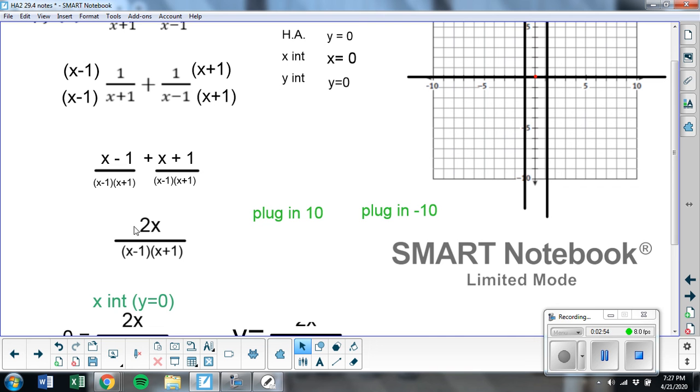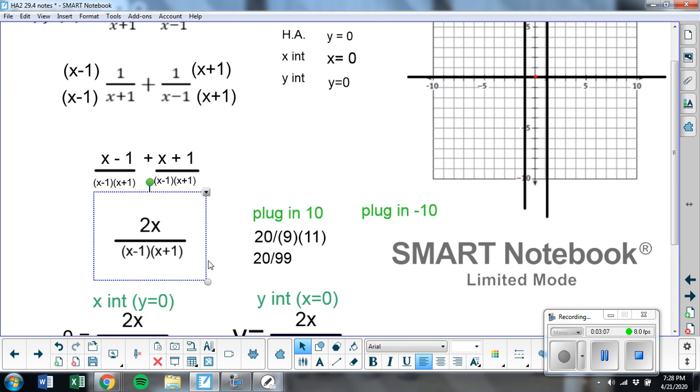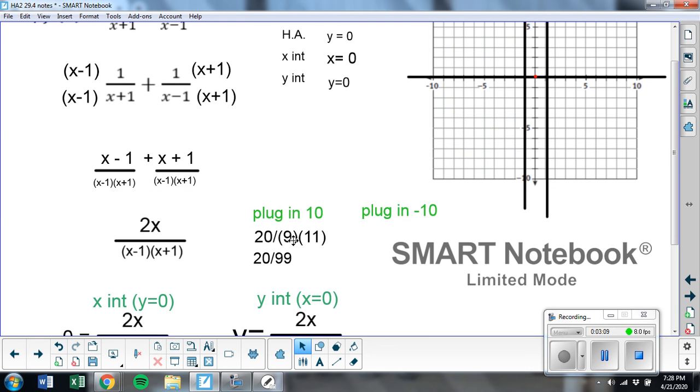So without a calculator, 2 times 10 is 20, and then my denominator, if I plug a 10 in here, 10 minus 1 is 9, 10 plus 1 is 11, so I get 20 at the top, 9 times 11 at the bottom, which is 99. Even if these numbers were larger and I had a hard time multiplying them, that's fine. 20 over 99, I know is a very small number, less than 1, but still positive, still above 0. So over here at 10, I'm going to be slightly above the axis, about right there.